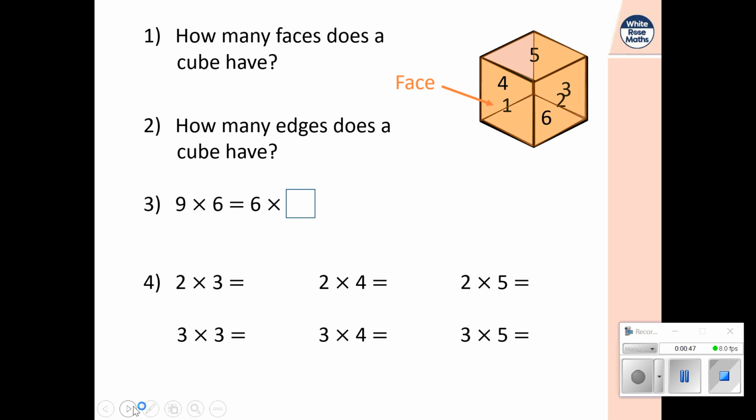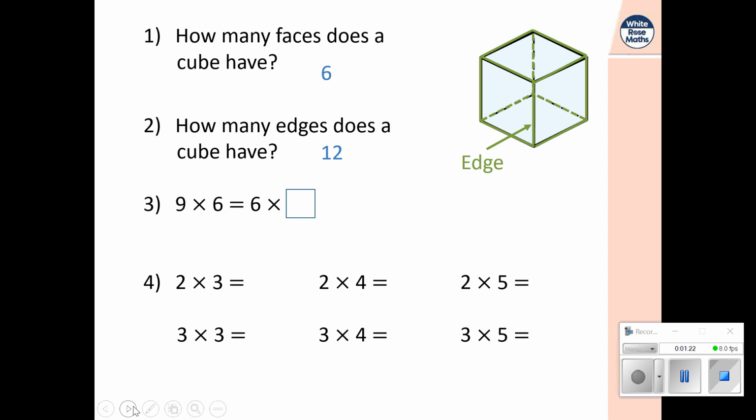Okay, how many edges does a cube have? Well, a cube, if you have a look at it, has got edges around each of the faces. So one of the edges is highlighted there in green. So let's count the edges. 1, 2, 3, 4, 5, 6, 7, 8, 9, 10, 11, 12. So 12 edges altogether.